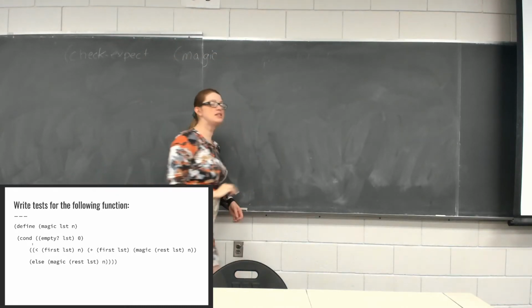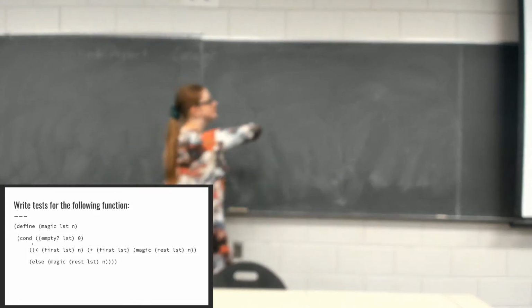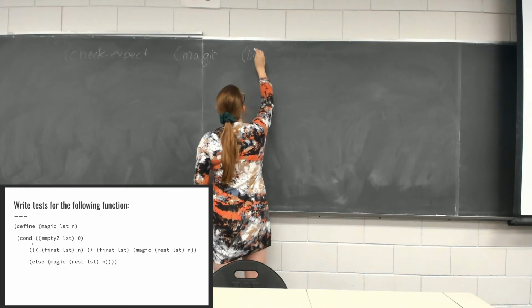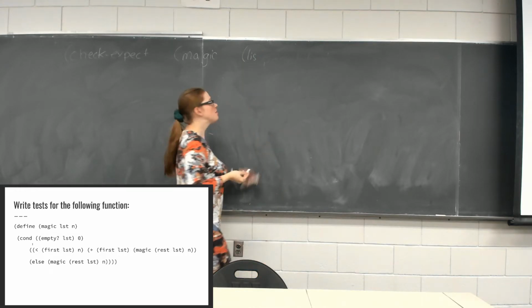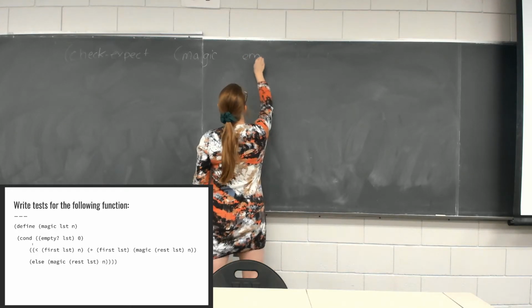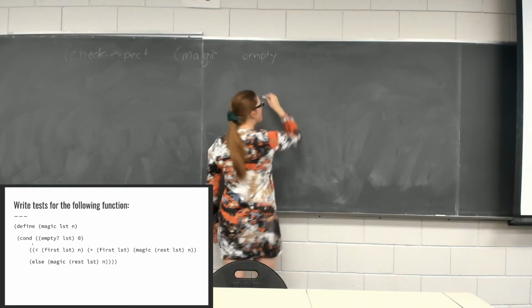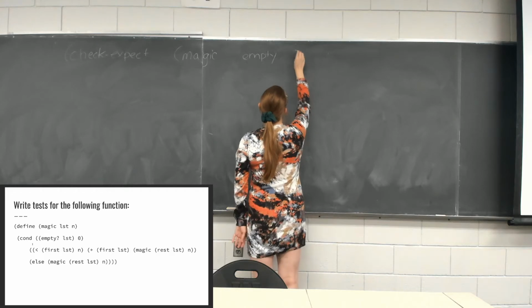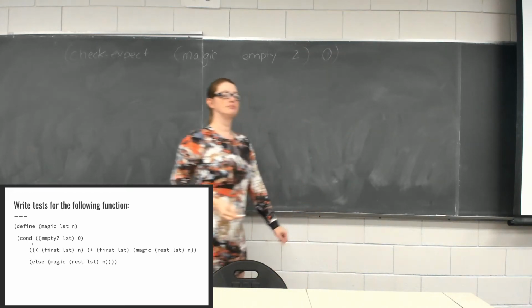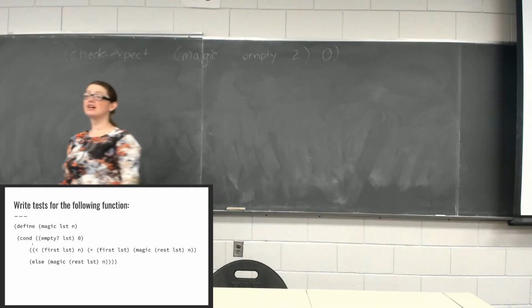I'm going to use the list abbreviations because I'm being lazy. Now, we said empty list. Well, if we want to pass an empty list, actually all we need to do is pass empty. And then it doesn't matter what n is. We'll say n is 2. And we expect that to produce 0. Right. What other tests should we have?